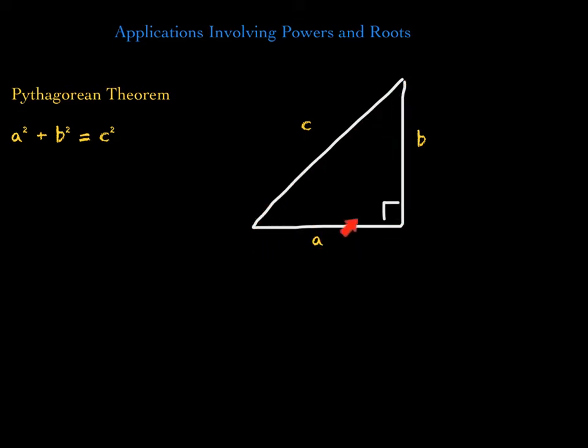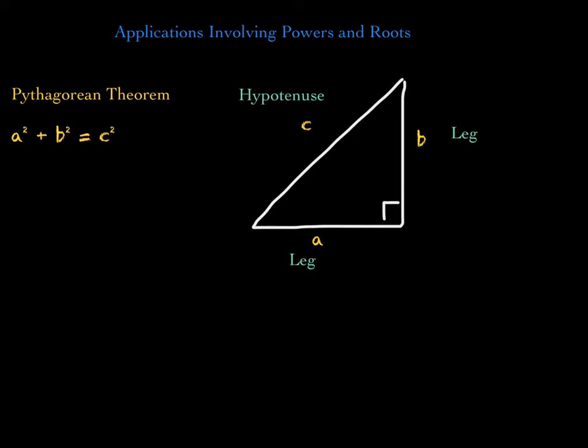A right triangle is a triangle that has an angle that is equal to 90 degrees, and so that's this angle here, 90 degrees. You have a pair of legs, so you have leg A, you have leg B, and the longest side, which happens to be opposite the 90-degree angle, is called the hypotenuse.